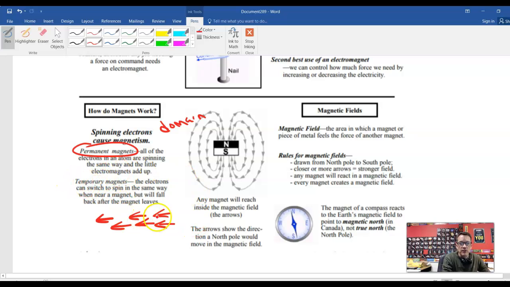Again, a temporary magnet, in order to get them all lined up, we usually need to hook it up to an electrical source for it to work, and I'll go back to this up here in just a second. We can look at the electromagnet.